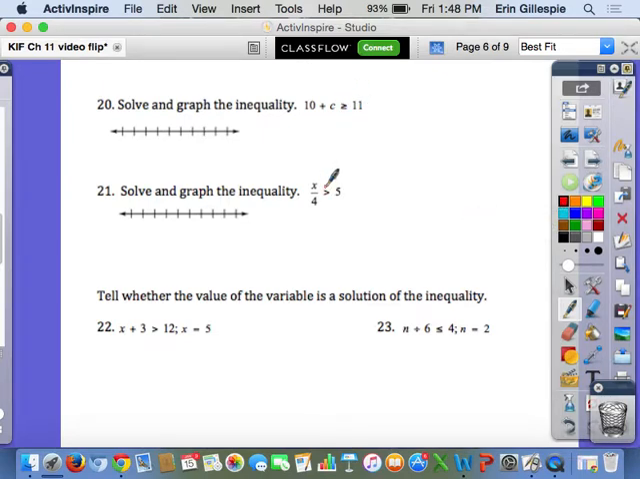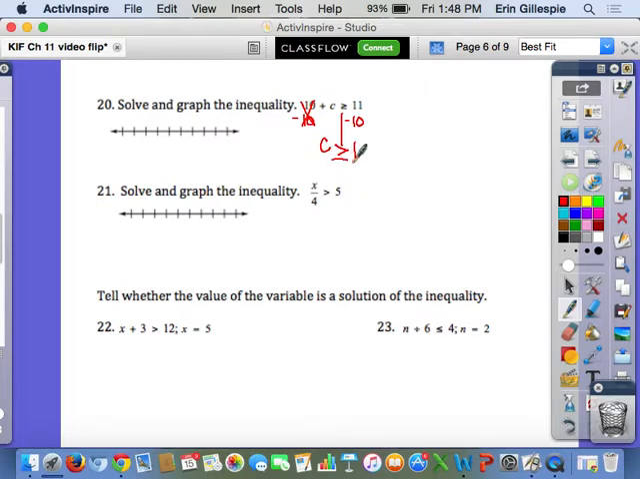Okay? So I have 10 plus c is greater than or equal to 11. So draw that line where your inequality sign is. The opposite of adding would be to subtract. That cancels out, so over here I just have a c. The inequality sign is going to stay facing the same way that it was, and 11 minus 10 is 1. So in words, I would read that as c is greater than or equal to 1.